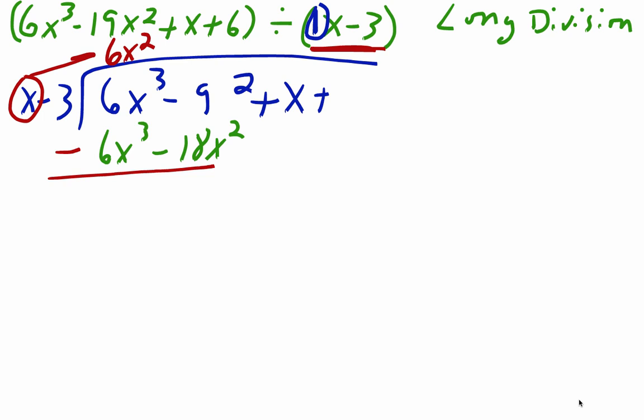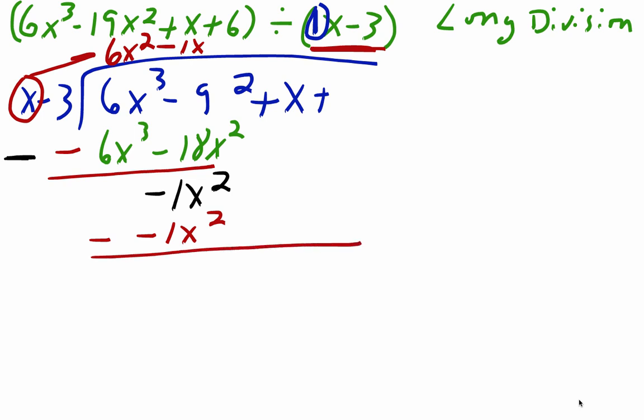And now we are going to subtract these. So negative 19x squared minus negative 18x squared is negative 1x squared. Now I go back to the x in the x minus 3. What times x gives me negative 1x squared? Well, that's going to be then negative 1x, because negative 1x times x is negative 1x squared. Subtract those, and we get 0.